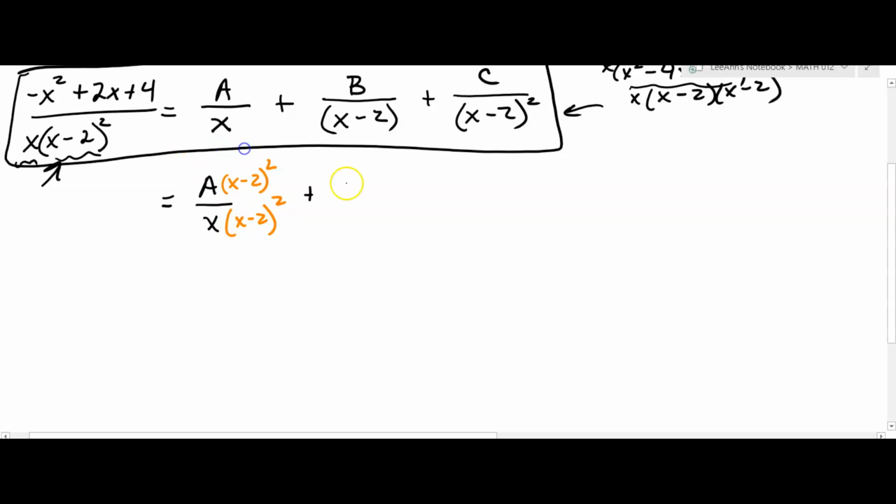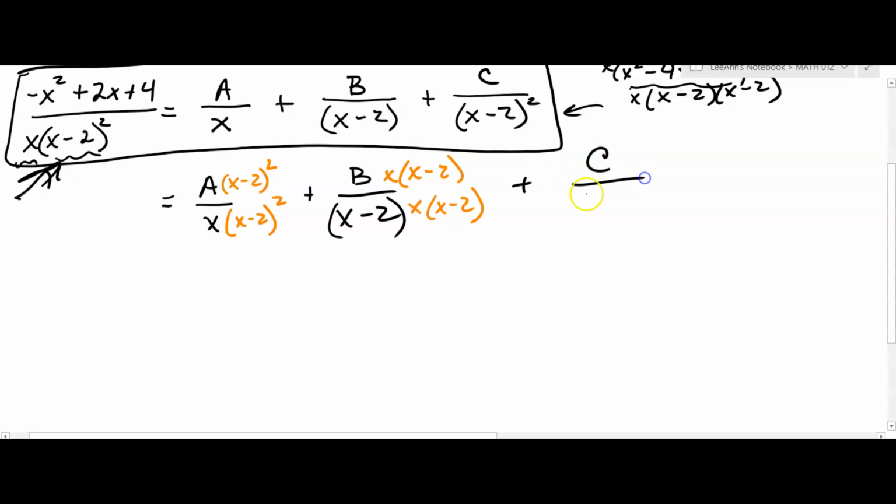Okay. Plus B over x minus 2. Now, what do I have to multiply by to get this common denominator? I have to multiply by x and another x minus 2. And then the last one is C over x minus 2 squared. So what do I need to get the common denominator? I need x. Okay. Now the denominators are all the same, and they're that common denominator that we wanted. Okay, so let's just look at the numerators.